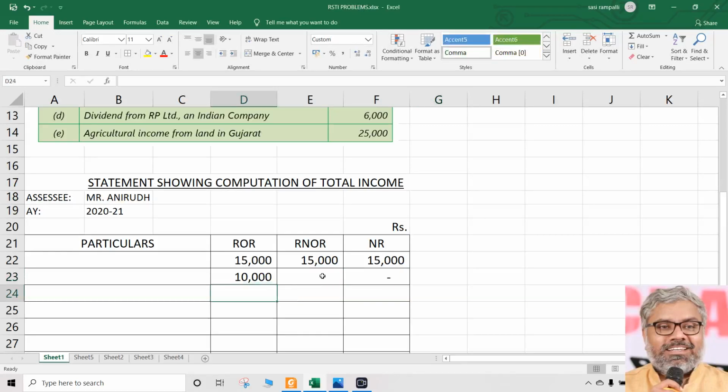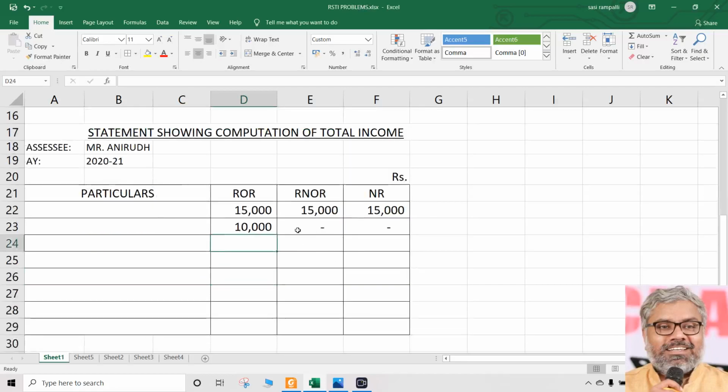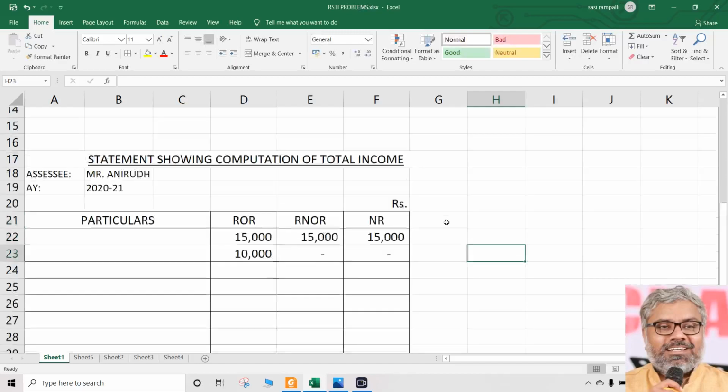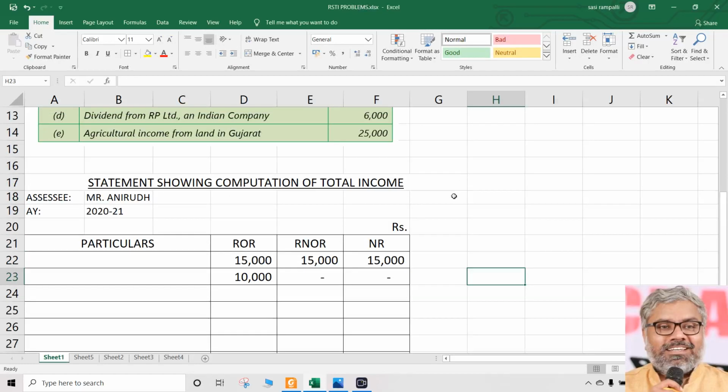Here some people write exempt, some people write not taxable. I would suggest you use the word nil rather than even putting a dash. Here, for calculation purposes, I am doing that, but in the exam you better use the word nil, N-I-L, nil. That is better to be used. In the exams, don't use any other words. In some questions it will be given as not taxable and all. Don't try to use that.